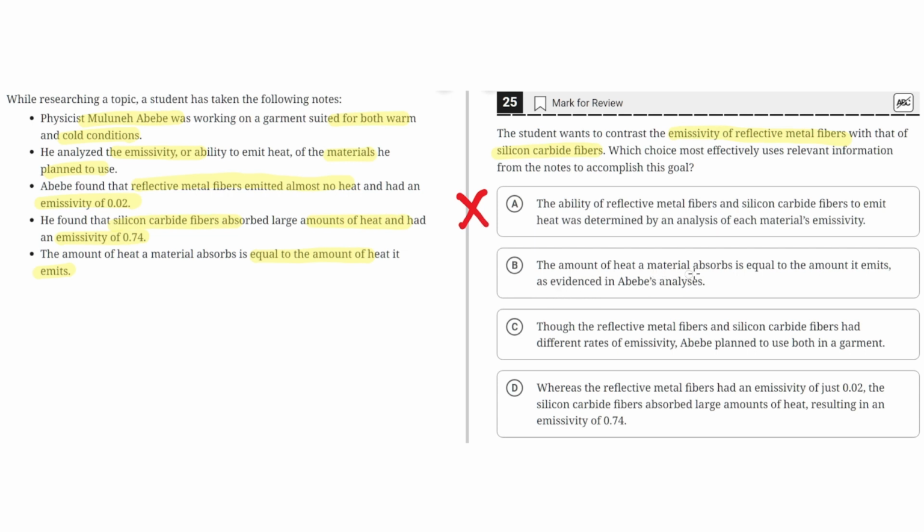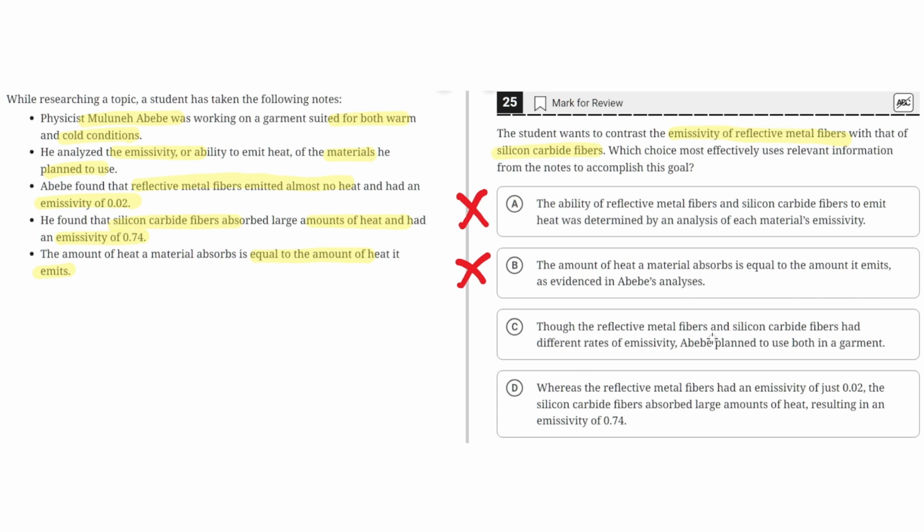B. The amount of heat a material absorbs is equal to the amount it emits, as evidenced in Abebe's analysis. This is incorrect because this, like A, does not contrast the emissivity of these two fibers. So B is incorrect.